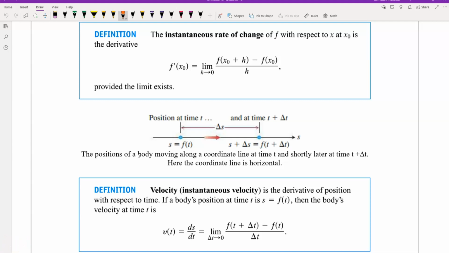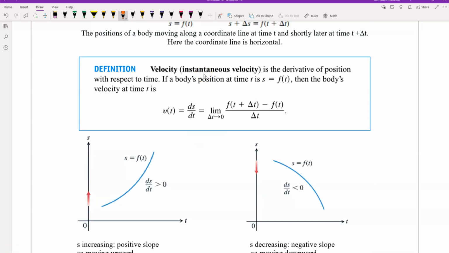So here, the position of a body moving along a coordinate line at time t, and shortly later at time t plus delta t. So here we have this point and this point, based on time t and then later t plus delta t. And in this case, the coordinate line is a horizontal line. So this line is for s, and that is position based on what our time is.